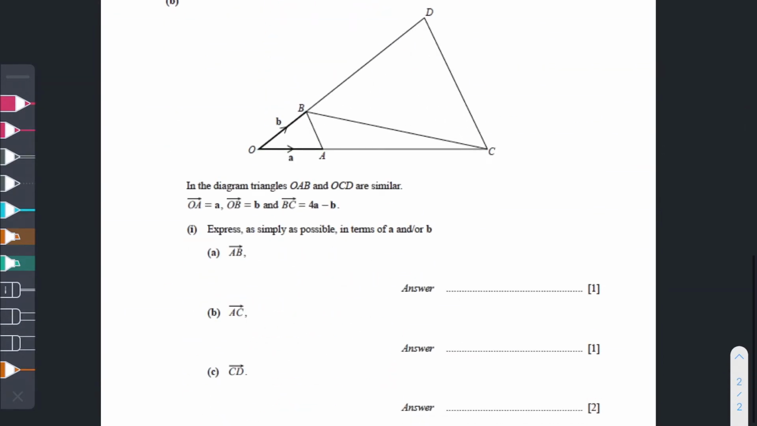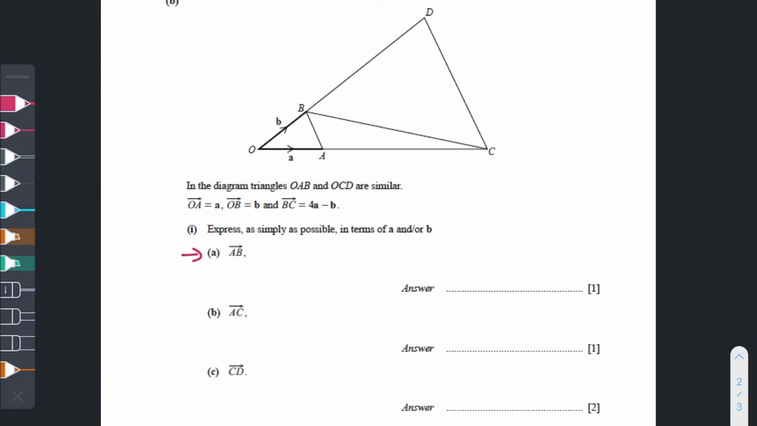In the next part, they've given us this shape. In the diagram, triangles OAB and OCD are similar. OA is equal to A, OB is equal to B, and BC is equal to 4A minus B. Express as simply as possible in terms of A and B the first vector, the column vector, which is AB.